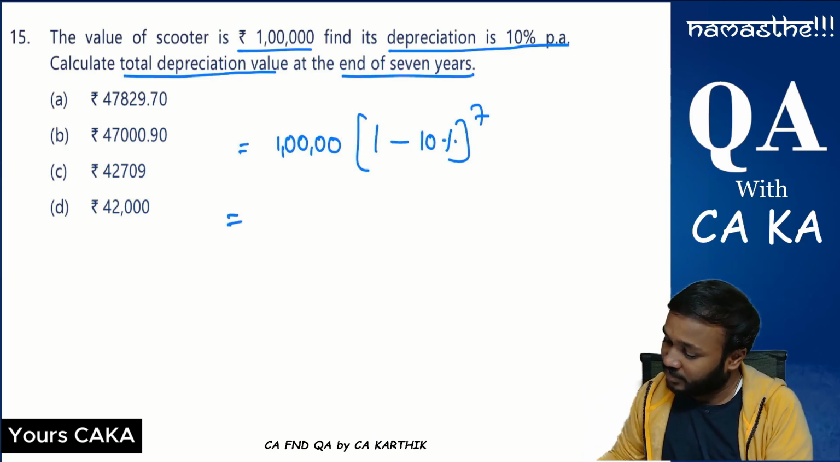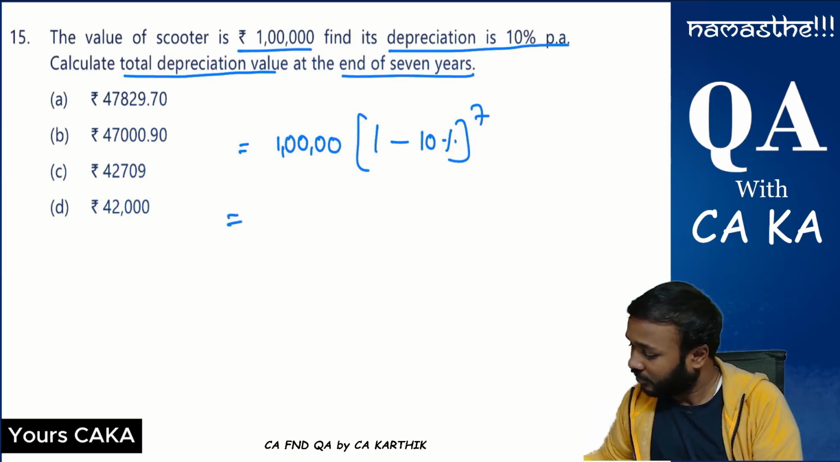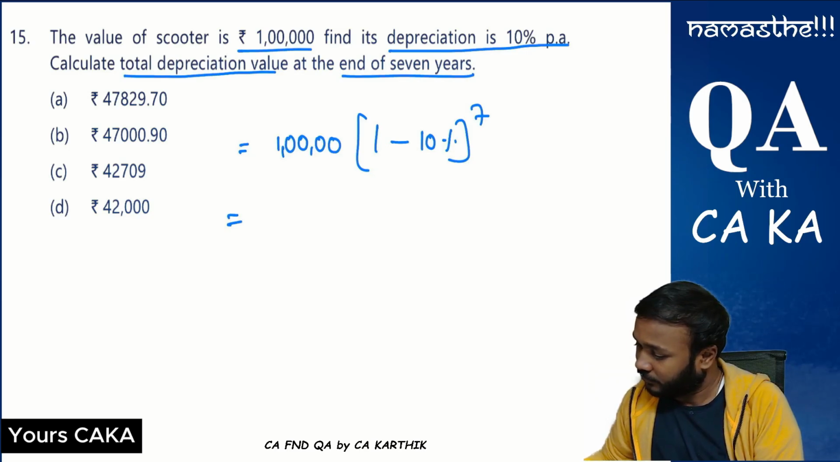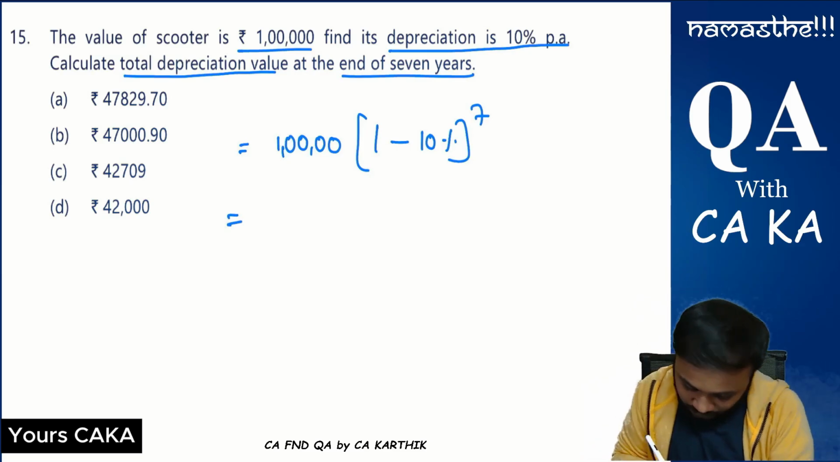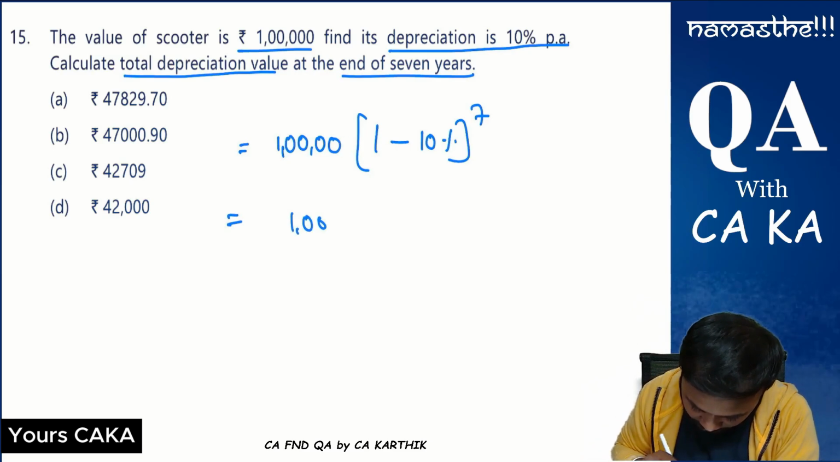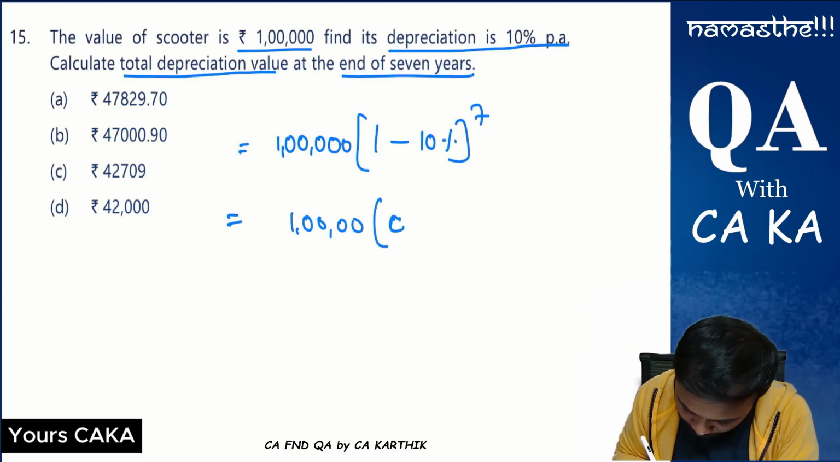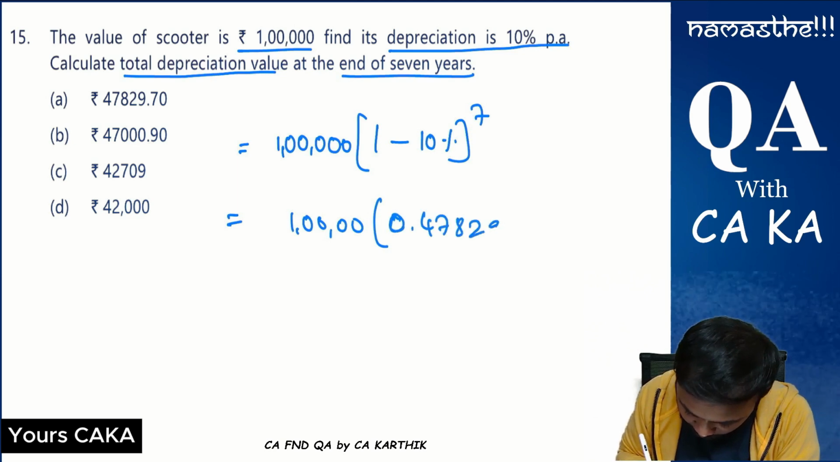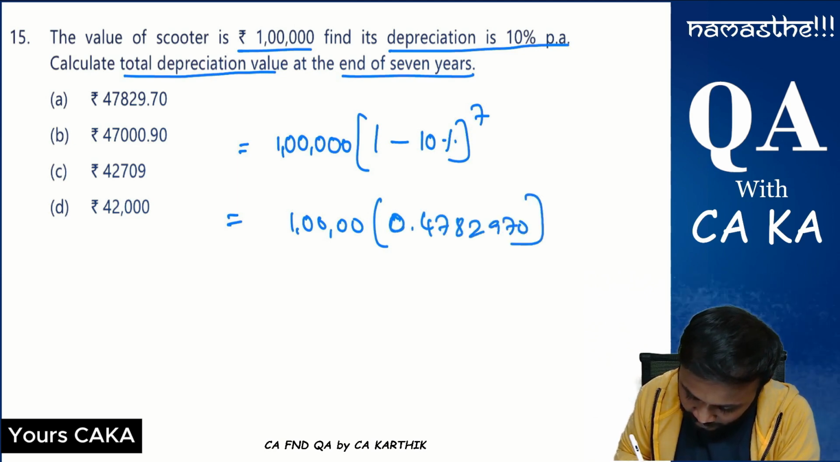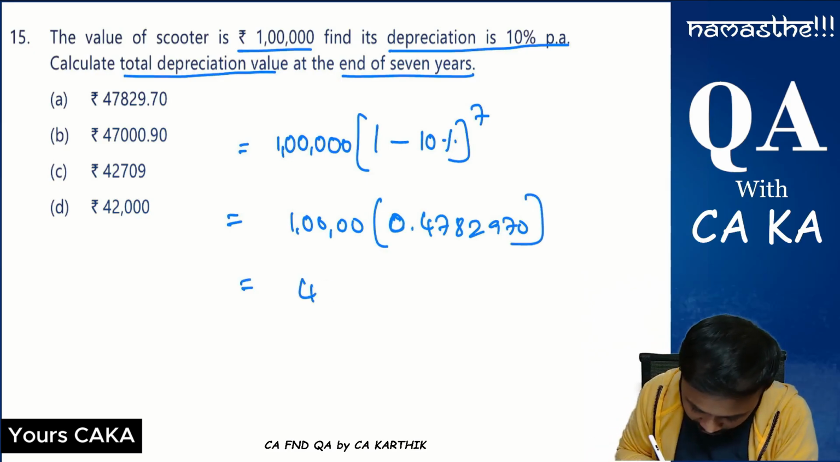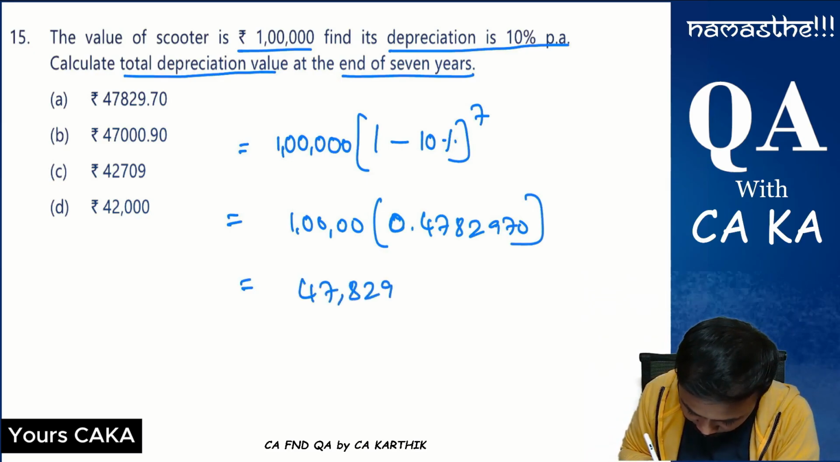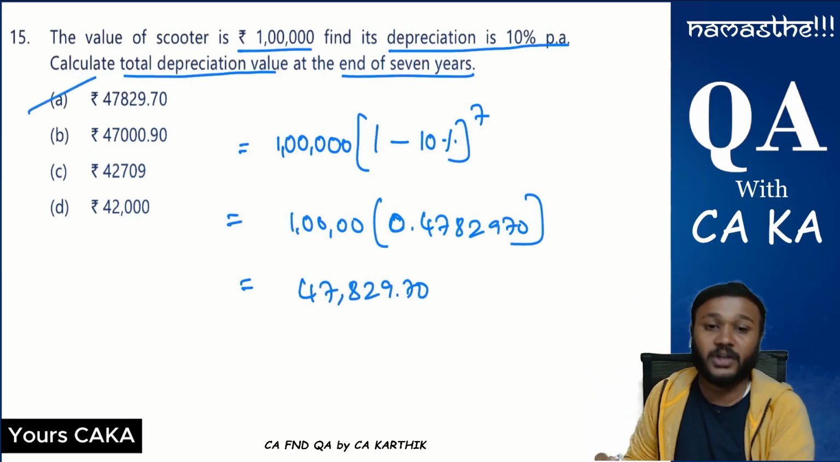1 minus 10% to the power of 7. So you got the value 0.478297. When you multiply this by 1 lakh, you get 47,829.70. So option A is your right answer, sir.